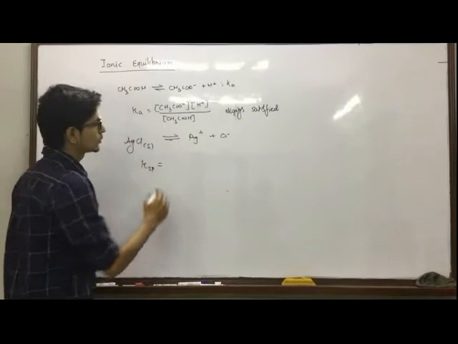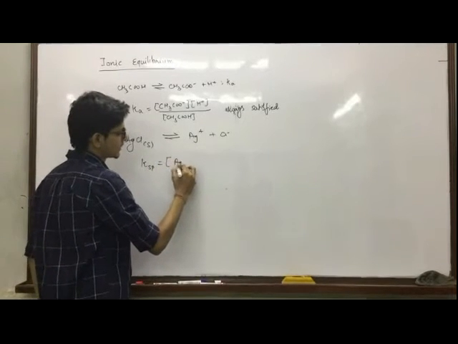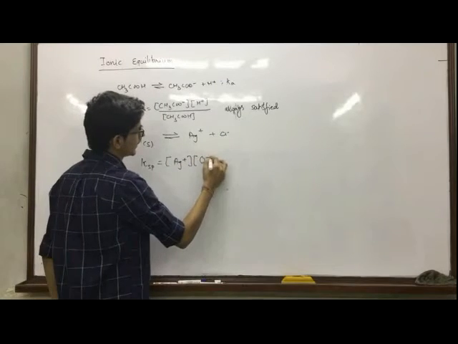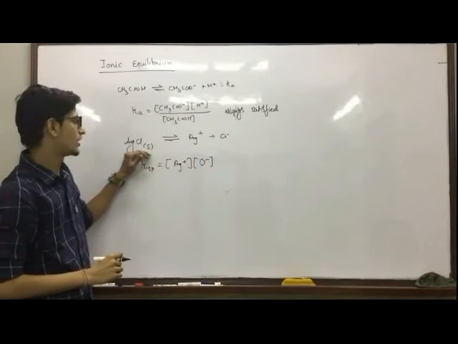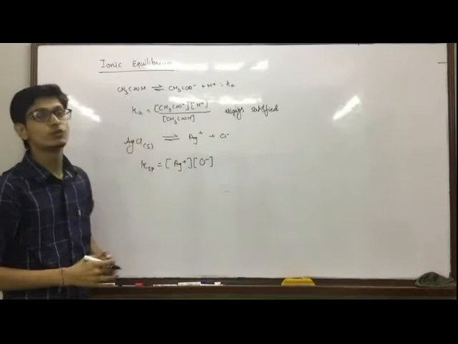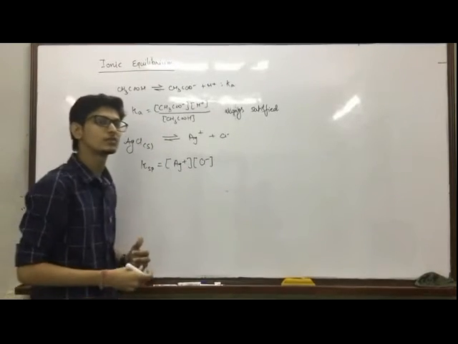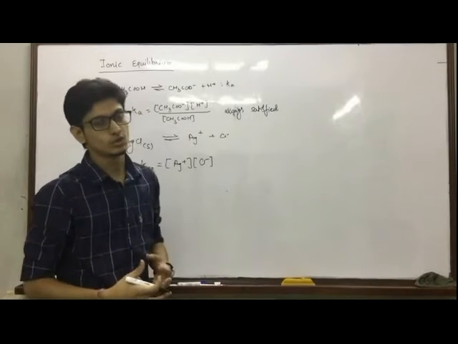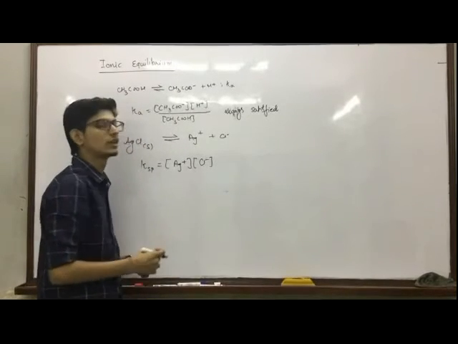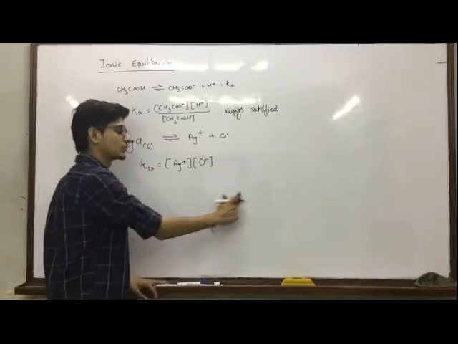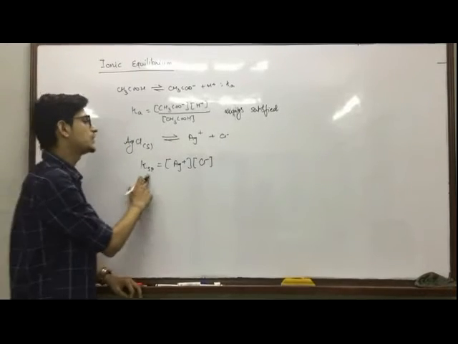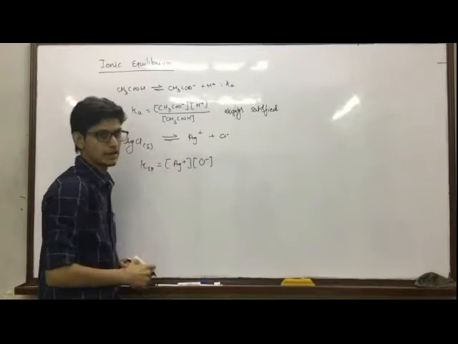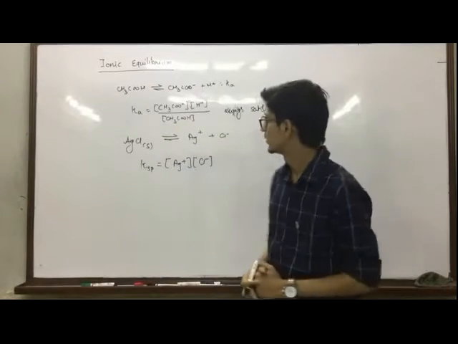So Ksp is equal to the concentration of Ag plus ion times the concentration of Cl negative ion upon nothing, because the concentration of AgCl solid is a constant. Earlier in the chapter we studied that the concentration of a pure solid or pure water is taken as a constant value, so we do not write it in the equilibrium expression. So Ksp equals the concentration of Ag plus and Cl negative. Okay, this is good enough.